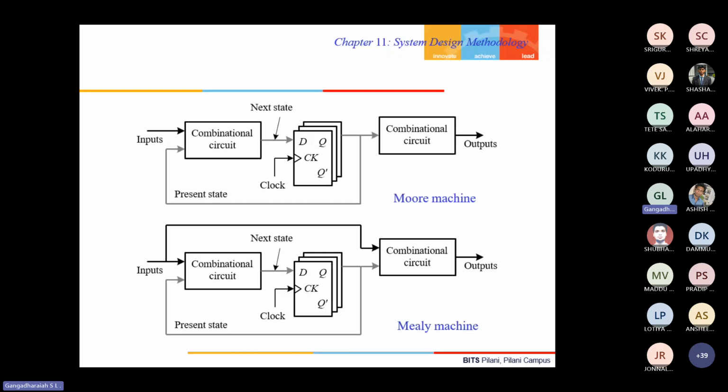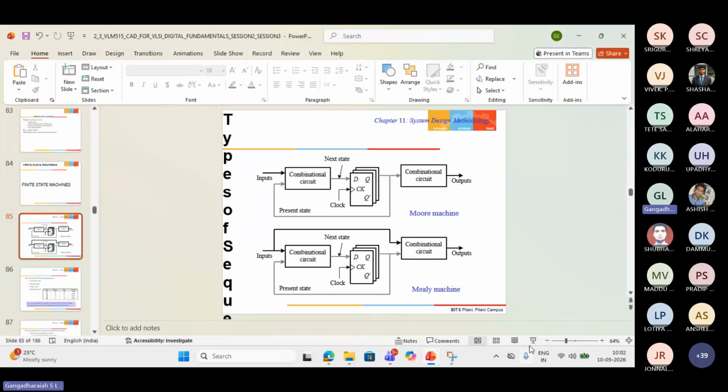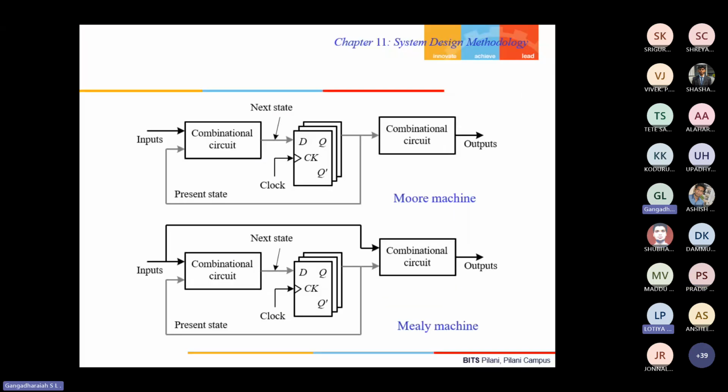If I try to implement some behavior using Mealy's model and Moore's model, which one do you feel is costly in terms of silicon real estate? Yes, come on. Which one? Mealy? Is this Mealy? Sure. How many of you say Mealy?